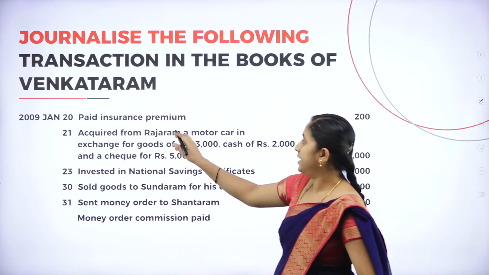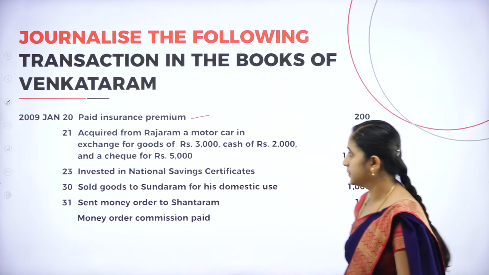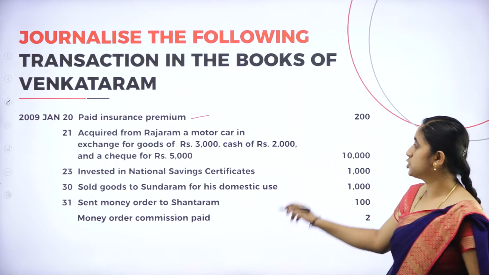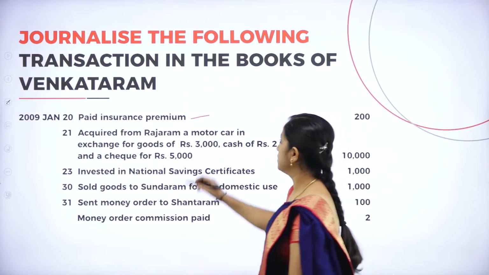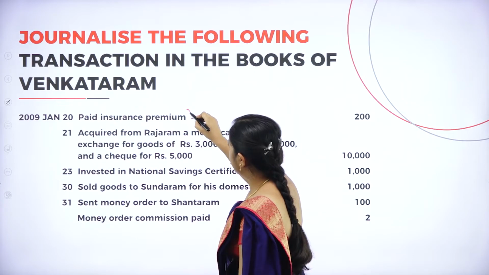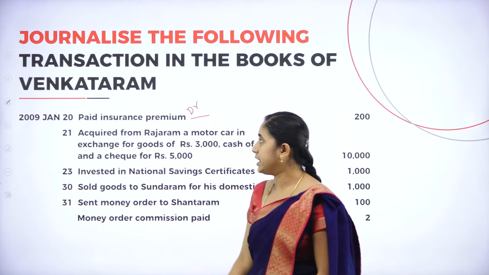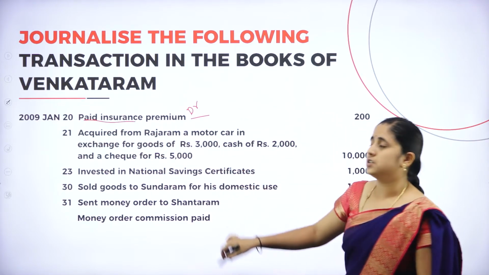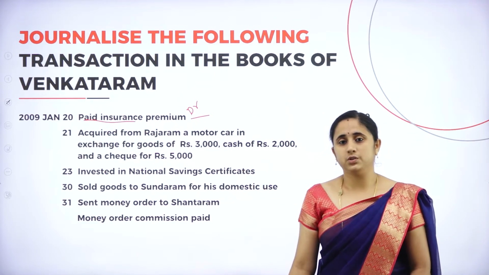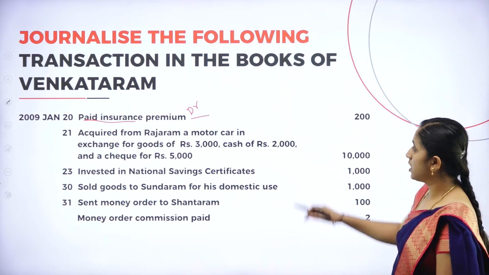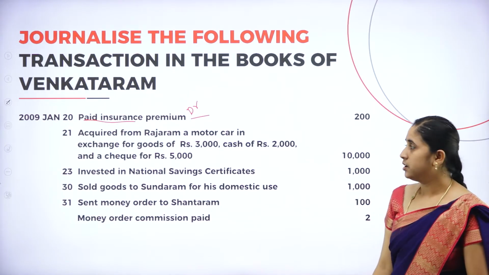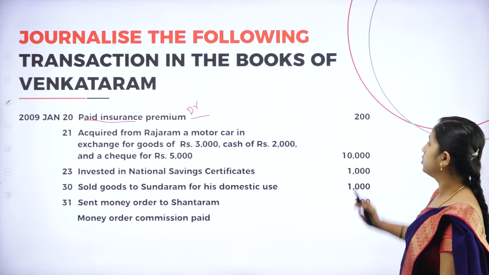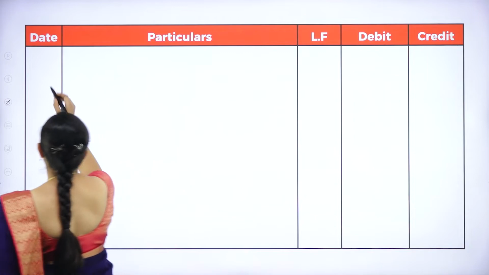Next, paid insurance premium. Insurance premium is a drawing. It is used for personal purpose. So, drawing should not be an expense. It should be debit. Drawing account debtor to cash account. You are paying, which means cash is going out. You need to credit what goes out. Drawings account debtor to cash account. On Jan 20th, rupees 200.